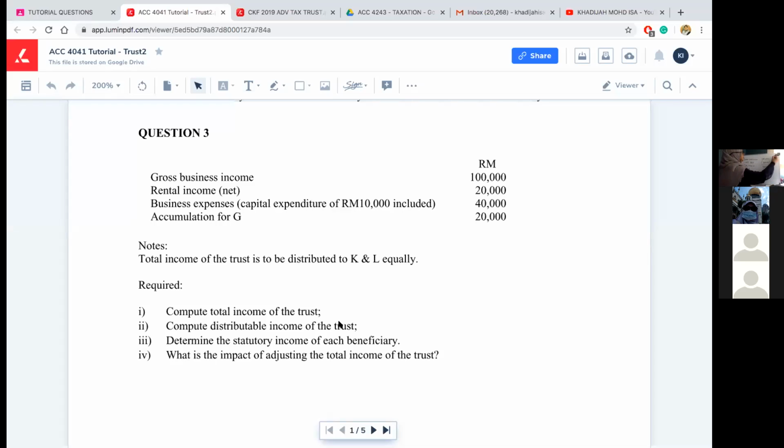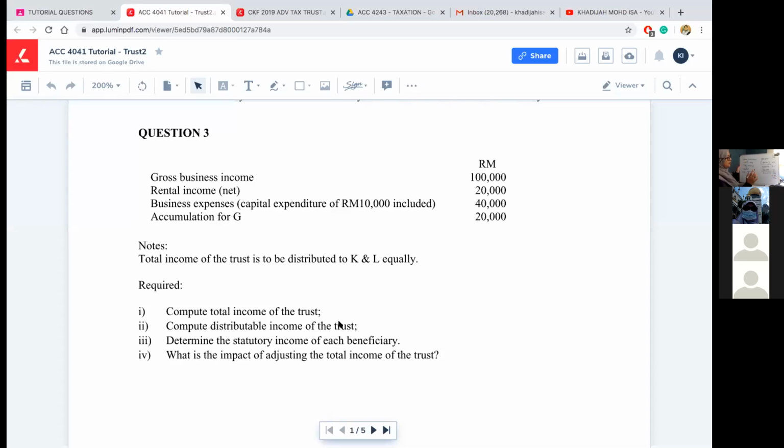Let's see your distributed income. Distributed income instead of 30, you're going to minus 40,000. So sini akan jadi 60,000 plus 20 sama. So kat sini jadi less 80,000. So you ada dua, distributed income and total income. I think that this one is a non-discretionary trust, isn't it? But because ada accumulation, how much is the accumulation? 20,000. So this one is 60.